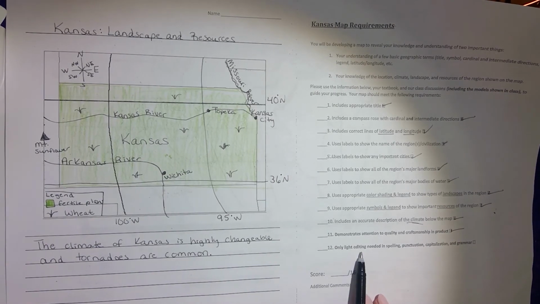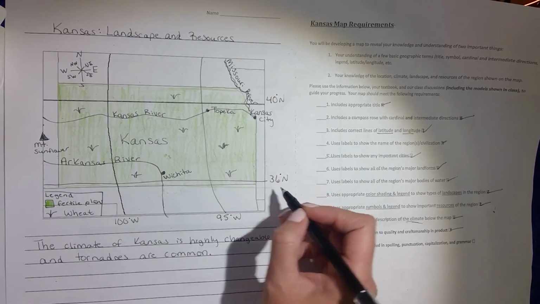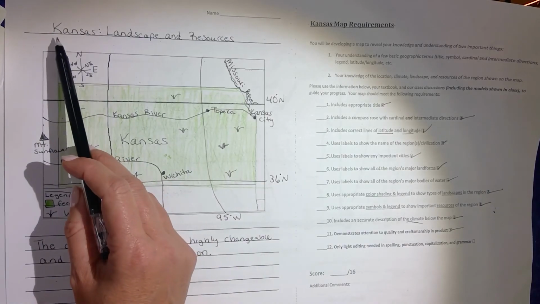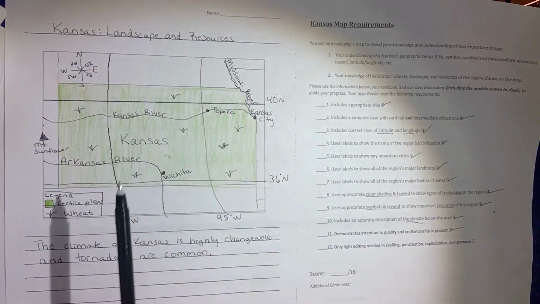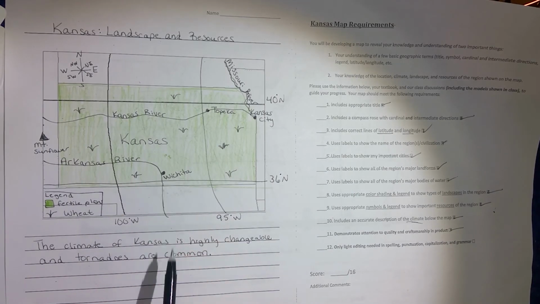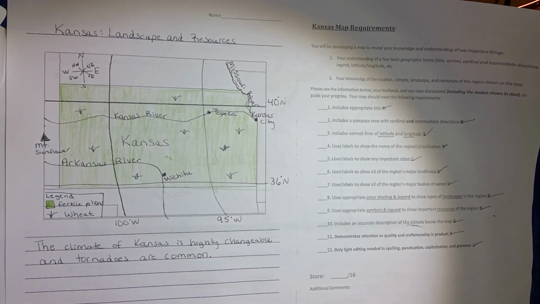Step 12 is a self-check to go back and check your spelling, punctuation, capitalization. A lot of times kids forget to capitalize little things like latitude or longitude, or like the letters on the compass rose. Always check your title. Kansas starts with a capital K. Landscape, resources. Now in my legend, they don't need to be capitalized because they're not proper nouns here, but everything else is, so it starts with a capital letter. I've got a period at the end of my sentence here. I'm feeling good. I'm considering this done.